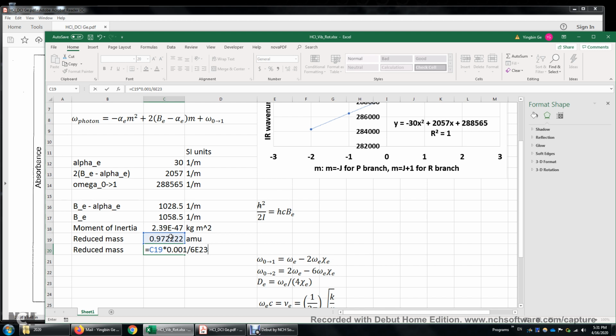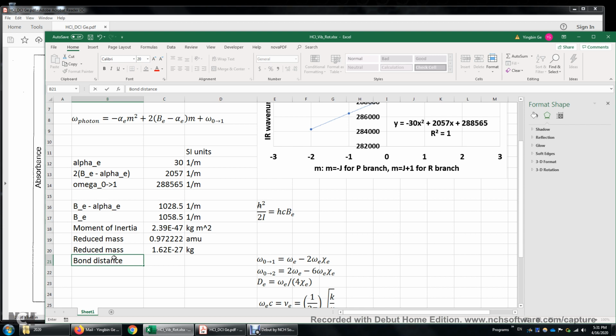The Avogadro constant is 6.02214076 times 10 to the power of 23 exactly, by definition. So again, this is the reduced mass of this HCl-35 molecule in kilogram. Now we have the reduced mass, we can get the bond distance.